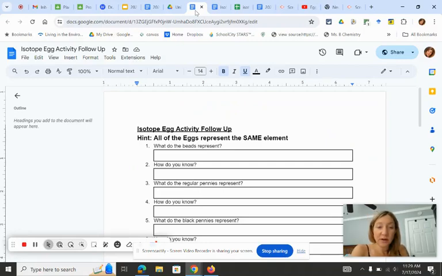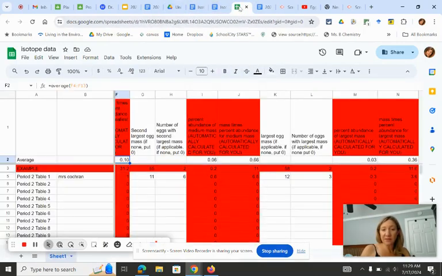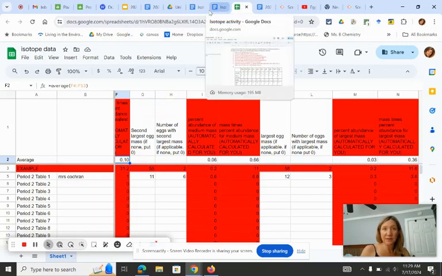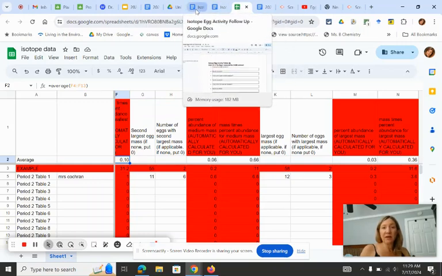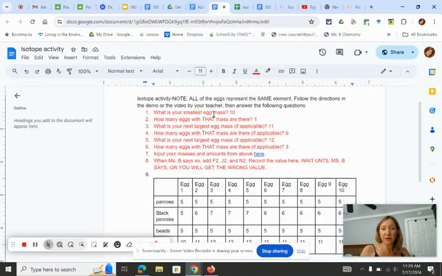All right, guys, so here is the isotope egg activity follow-up. You should have collected all your data. You should have put your data in this chart. All of that should be done. And then once you've gotten approval, you're going to go ahead and fill out number 8, making sure that you're waiting until I've said all data is collected. Basically, once all periods have recorded their data and I've approved their data.